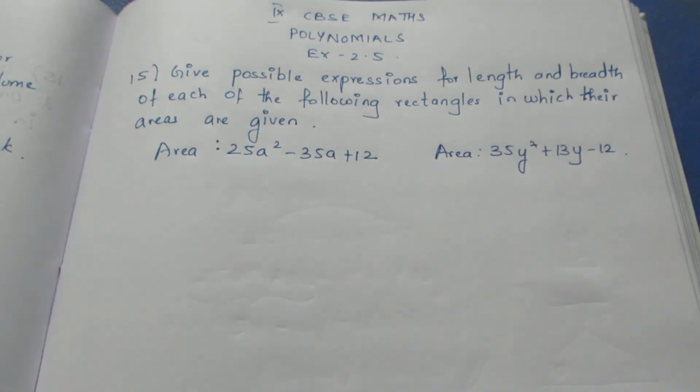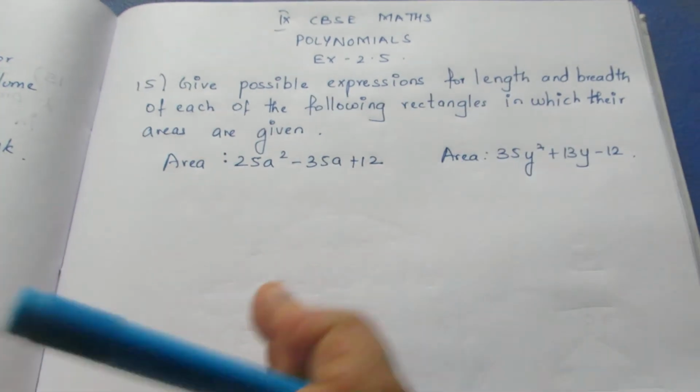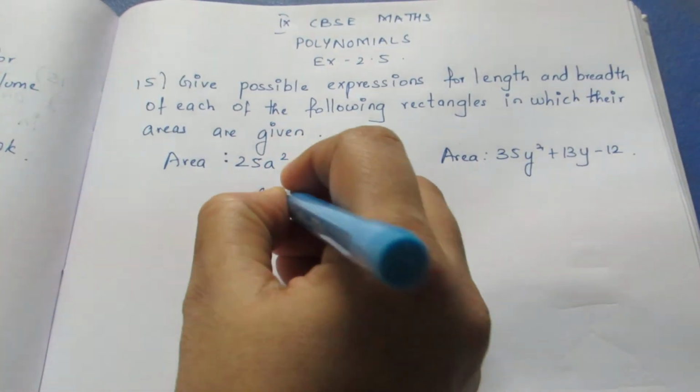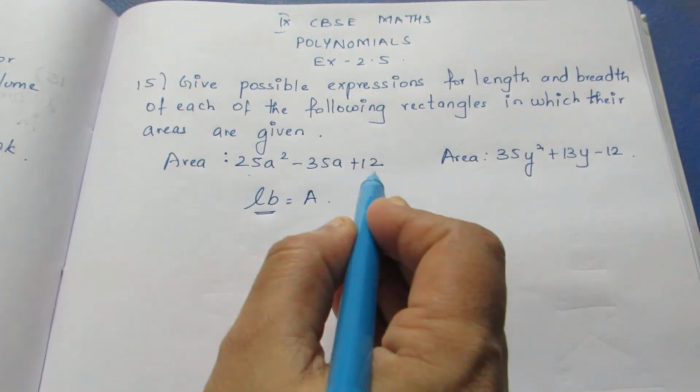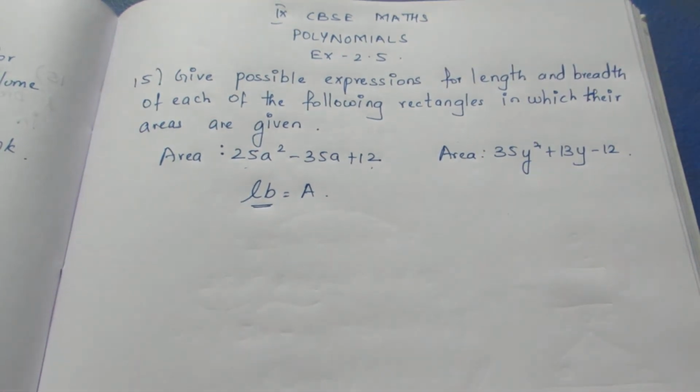Today we are going to see class 9 CBSE Maths Polynomials Exercise 2.5, sum 15. Let's see the question. Give possible expressions for the length and breadth of each of the following rectangles in which areas are given. So area is given. Area means L into B is given. You know that area is L into B. So L into B is given in the form of 25a² minus 35a plus 12.